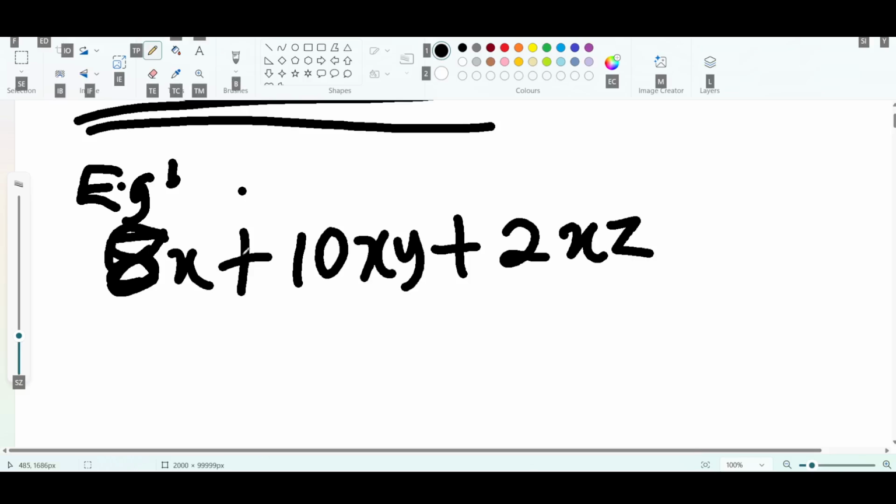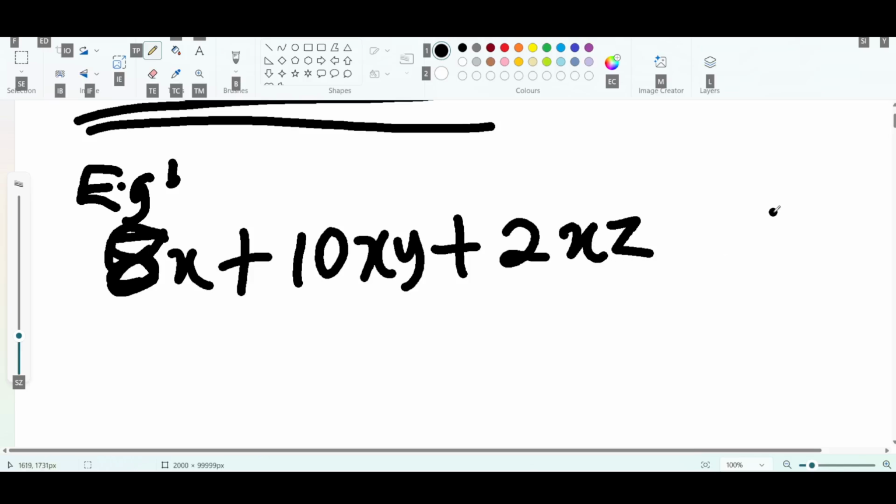Now let's see this example. We see that this is 8x, this is 10xy, and this is 2xz. So in this example, there are three terms. In the first term, we have 8x, we have 10xy here, we have 2xz here. 2 is common because they are even numbers. Also, we see that x is common in these three terms.